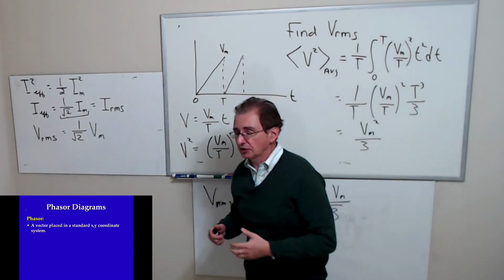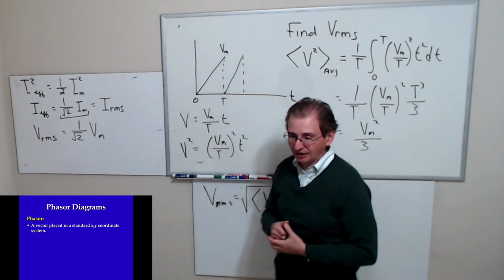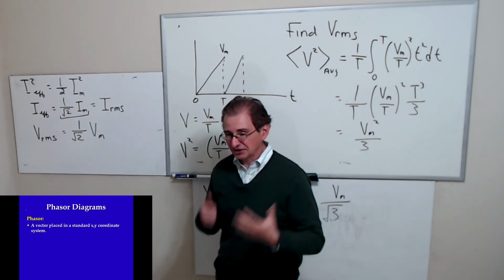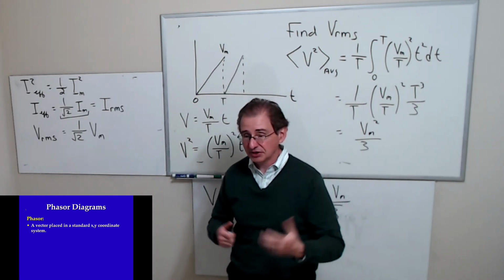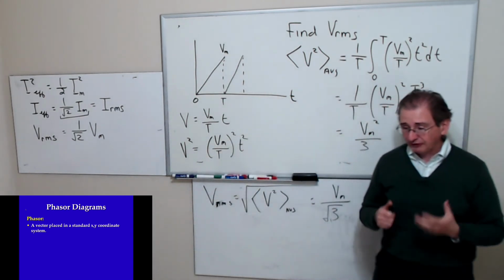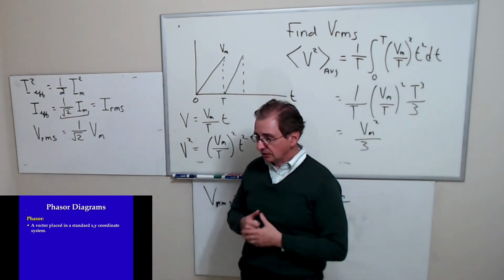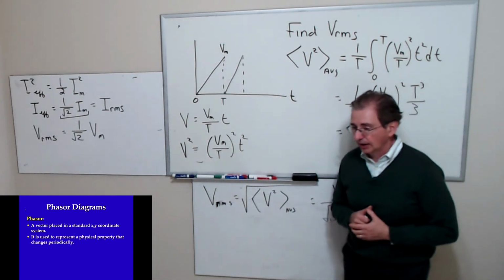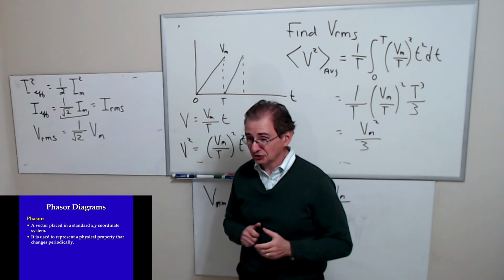So I need to introduce to you something called a phasor. Okay, this is not like the weapon you hear about in Star Trek. So this is a phasor. It's a mathematical construction that's going to allow us to understand what's happening in a circuit with an AC power supply, a sinusoidally varying AC power supply. A phasor is basically a vector that's placed in a standard XY coordinate system, and is used to represent a physical property that changes periodically and sinusoidally.